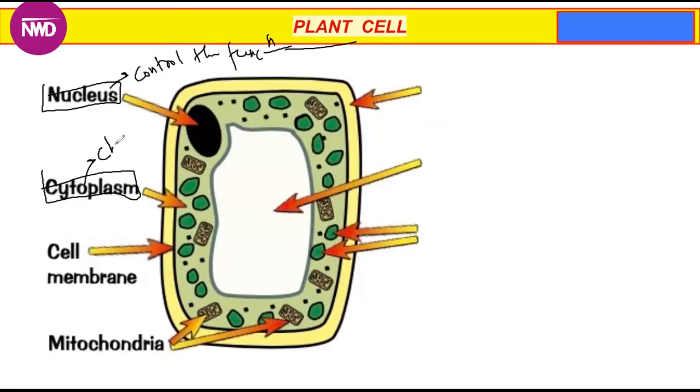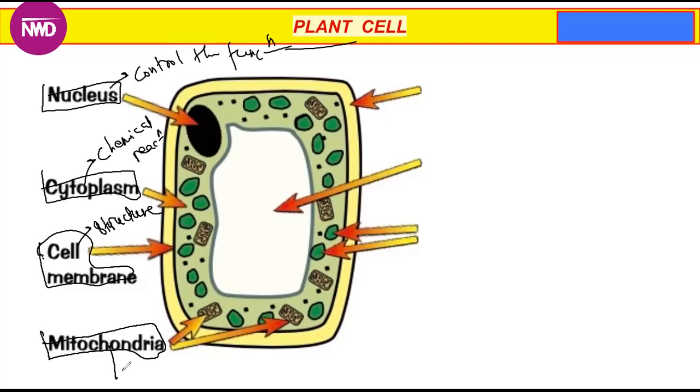Cytoplasm, what does it do? Chemical reactions happen here. It's a jelly-like stuff present in the animal cell as well. Then we have seen there is a cell membrane also present. What does it do? Structure maintenance, right? And then we have mitochondria as well. It will use glucose plus oxygen to generate energy. Yeah, correct. So this is what we have already seen, and this is common in the plant cell as well. These are the similarities between animal and plant cell.